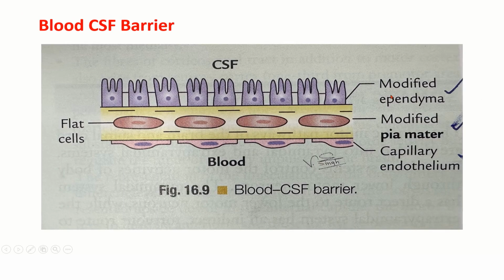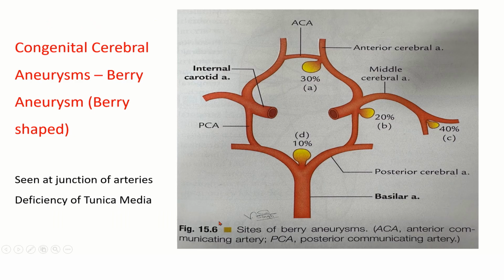You can see here, this is a modified ependyma. You can see the tight junctions between the ependymal cells. You can see the modified pia. This is the basement membrane of ependymal cells. This is the basement membrane of capillary endothelium. You can see these are the capillary endothelium with fenestrations. So that is the blood-CSF barrier.